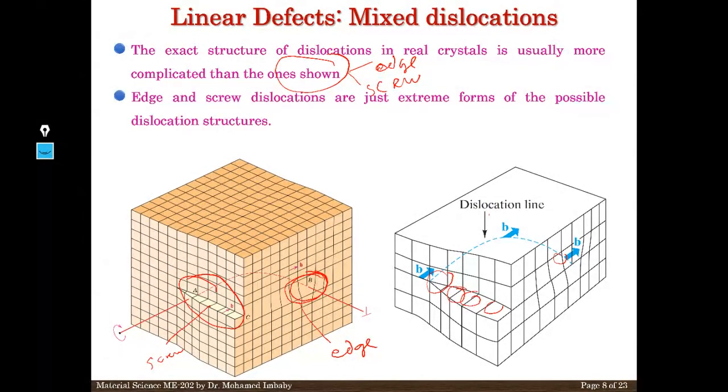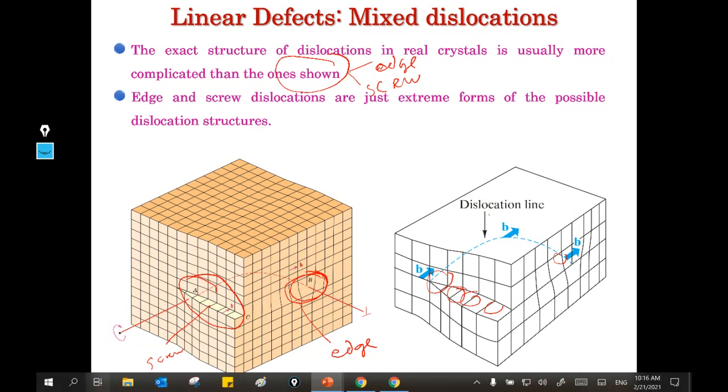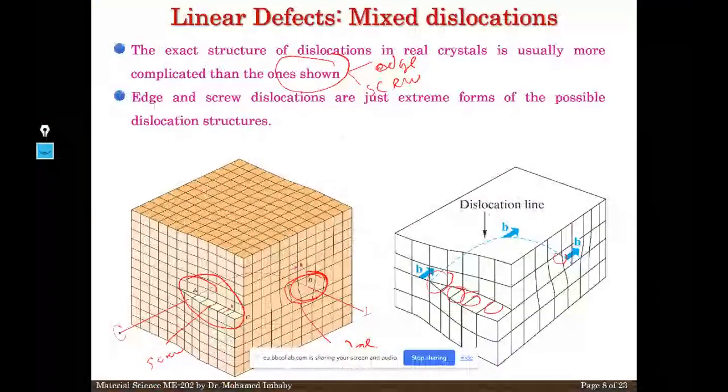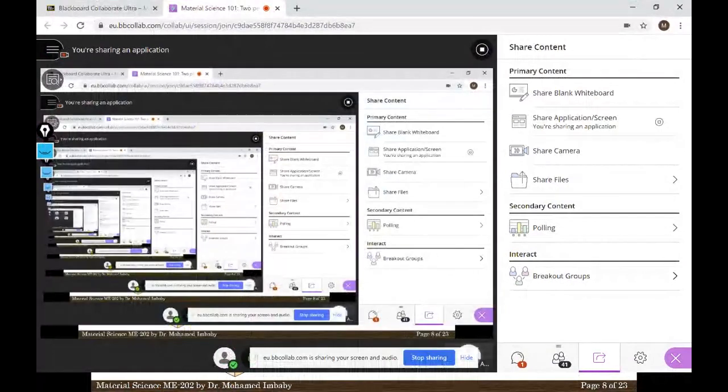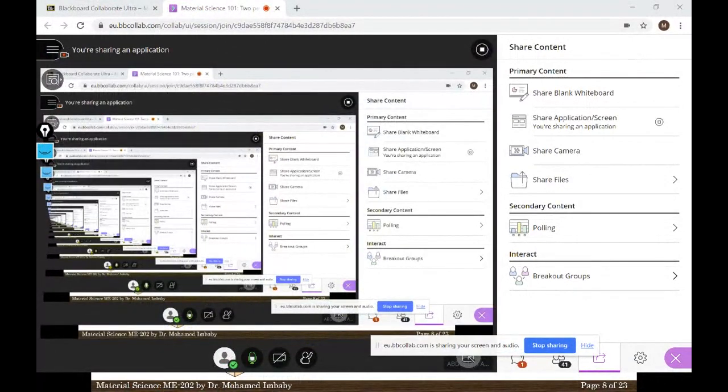Okay, edge and screw dislocation are just the extremes of the possible types. Just give me a while. Guys, are you following? Just one minute. Take your time.